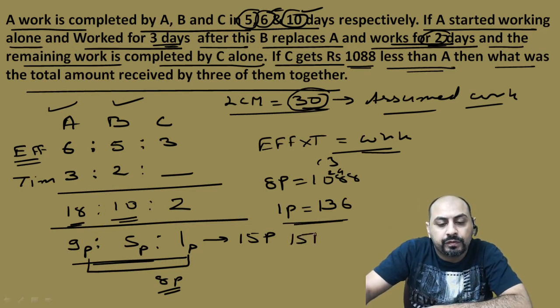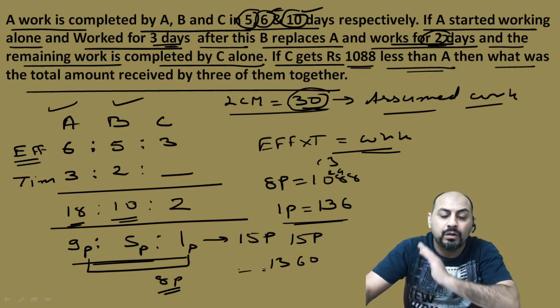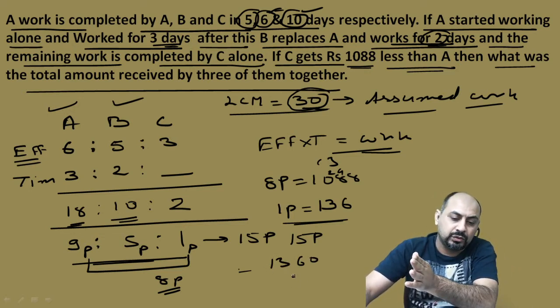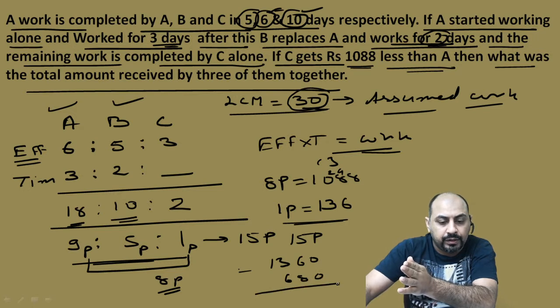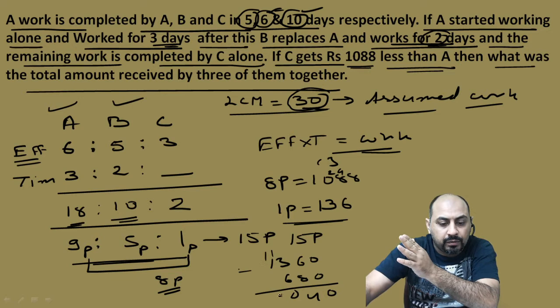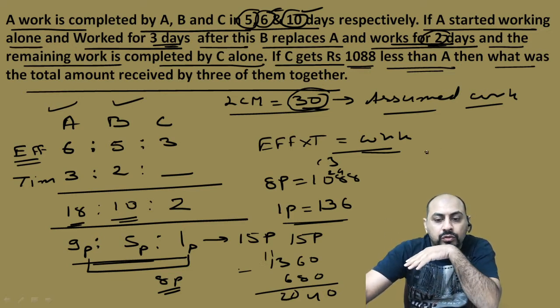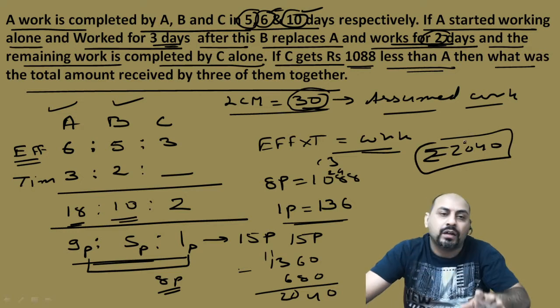How much would 15 parts be equal to? As simple as that, 1360 plus half of 1360, 680, I believe, right? Yes, 680. So 0, 4 carried over 1, 0 and 1. So 2040. So rupees 2040 happens to be the correct answer.